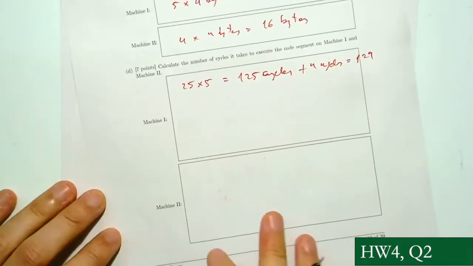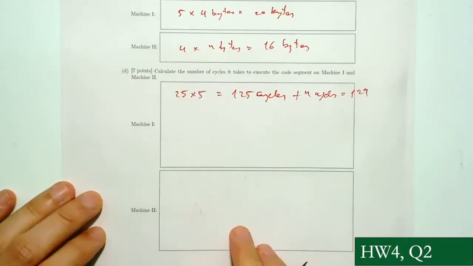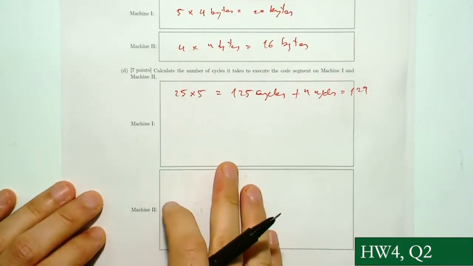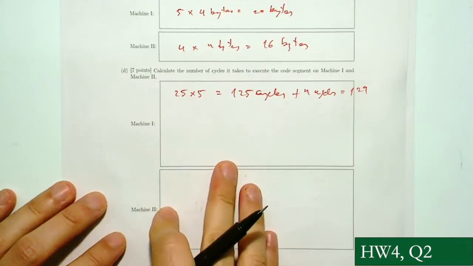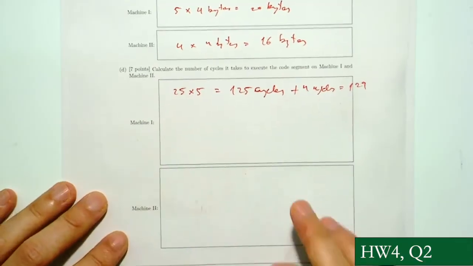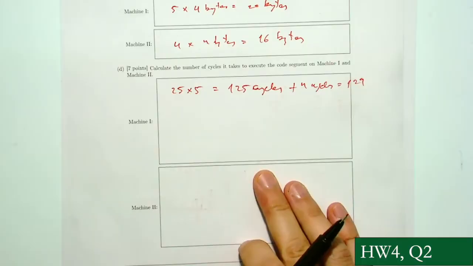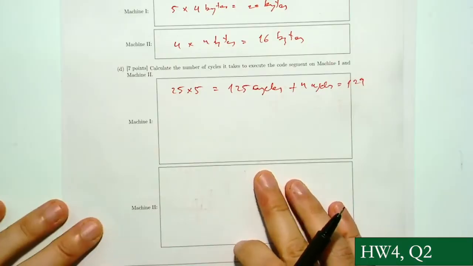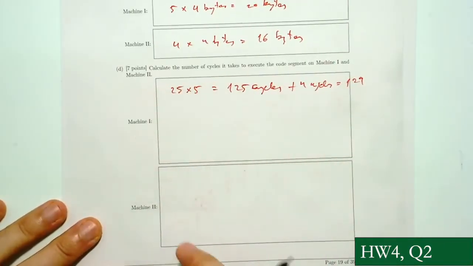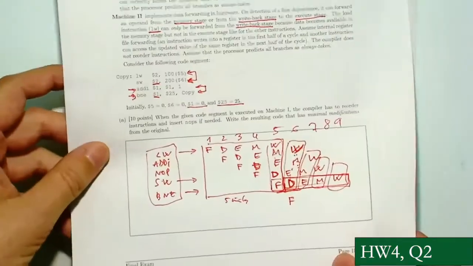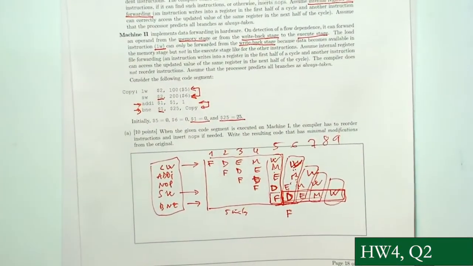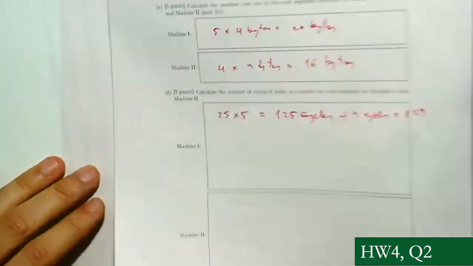Yeah. Wouldn't it be 25 times 4? Oh, no, okay, we have to know. Never mind. Yeah, this is. So calculate the number of cycles for machine 2. So let's go to machine 2. So in machine 2, we have, I will do it.